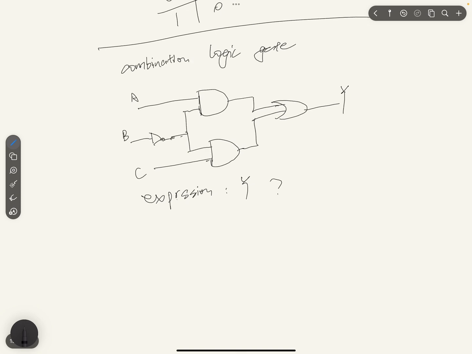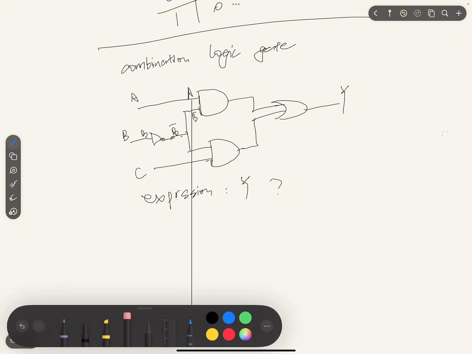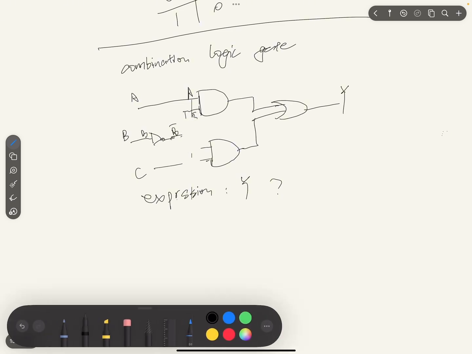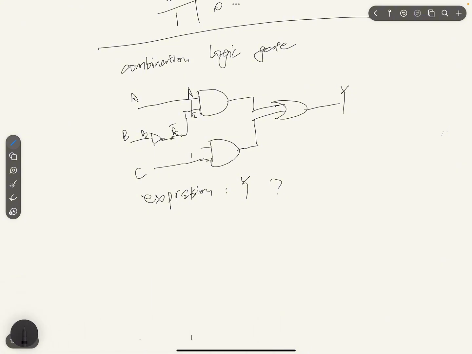So let's start from left to right. We have the logic gates like something like this. So this will be A, and this is B here. Not B will be B bar, not B. So the input for this guy will be B bar here. So we also have B bar here and C here.